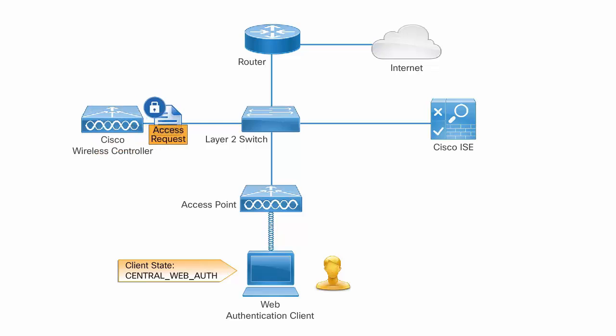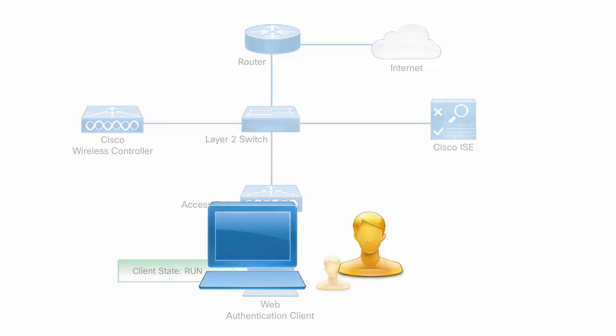Cisco WLC sends an access request to Cisco ISE. Cisco ISE sends back an access accept message. Cisco ISE changes the matching policies and the client state changes to run. The user is prompted to access the network.